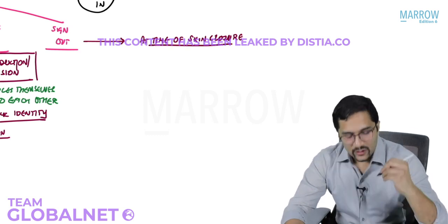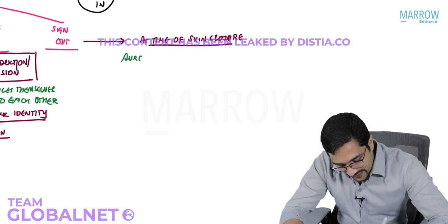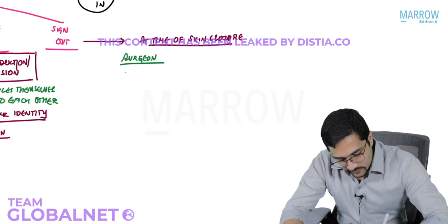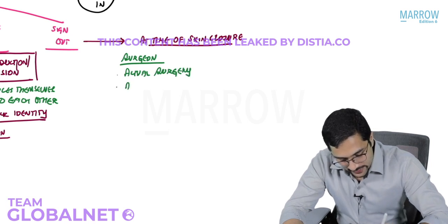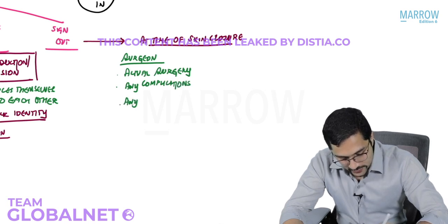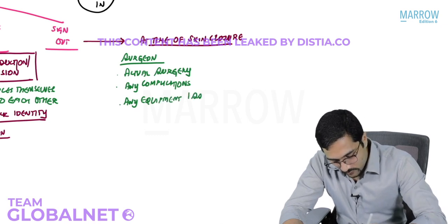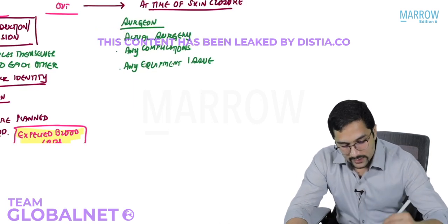Now in the sign out phase, what is the role of the surgeon? So the surgeon is asked, what is the actual surgery performed? Actual surgery which was performed in the patient. Okay. Any complications which they expect, and any equipment issue which they faced during surgery. So all this is asked from the surgeon.